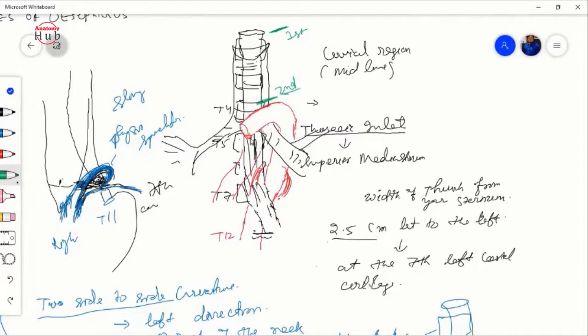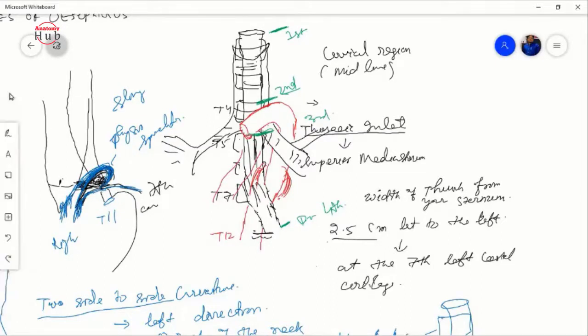Okay, and the third constriction where you'll find this, this is your right side, this is your left side. So at this point, this is your third constriction. Then the fourth constriction will be here near the diaphragm. Okay, that will be your fourth constriction. So four constrictions will be there due to the pharynx, due to the aorta, due to the principal bronchus, due to the diaphragm.